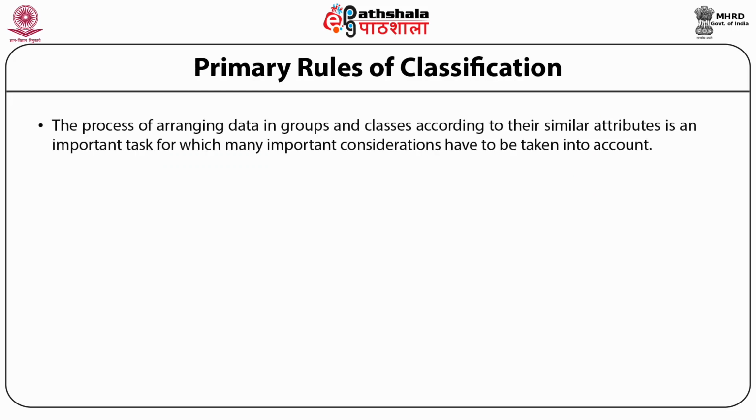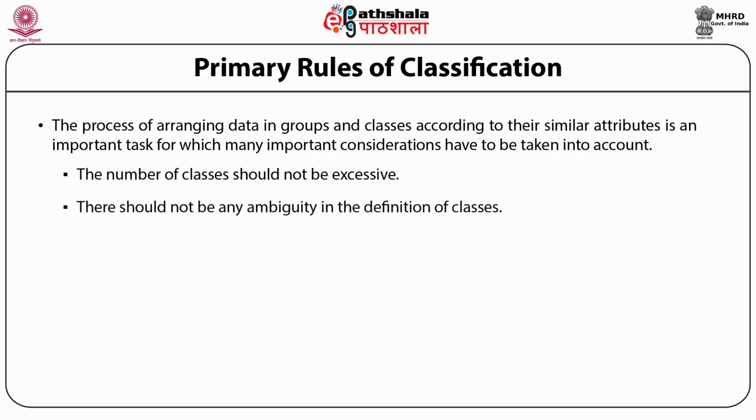The process of arranging data in groups and classes according to their similar attributes is an important task for which many important considerations have to be taken into account. However, an ideal classification should pose the following considerations. Number one, the number of classes should not be excessive. There should not be any ambiguity in the definition of classes. All the classes should preferably have equal width and length.